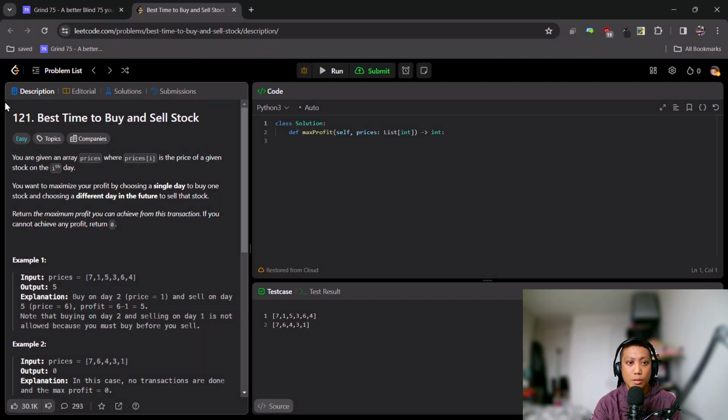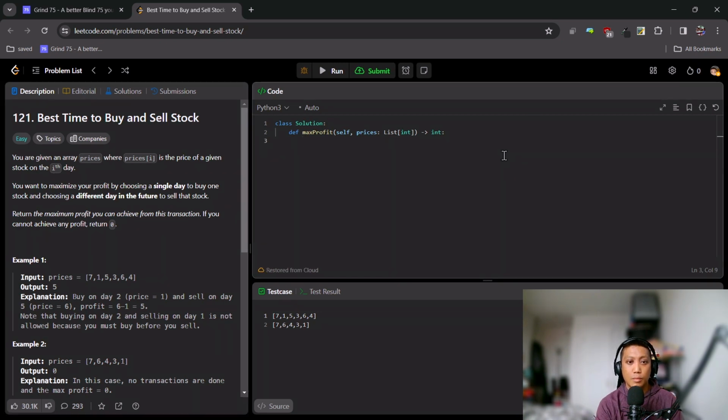All right, so another easy problem, supposedly. You are given an array prices where prices[i] is the price of a given stock on the ith day. You want to maximize your profit by choosing a single day to buy one stock and choose a different day in the future to sell that stock. Return the maximum profit you can achieve from this transaction. If you cannot achieve a profit, return 0.